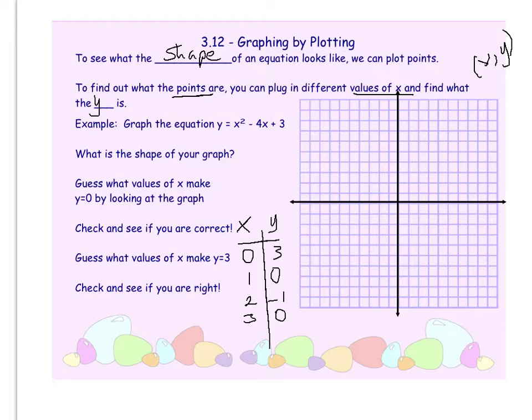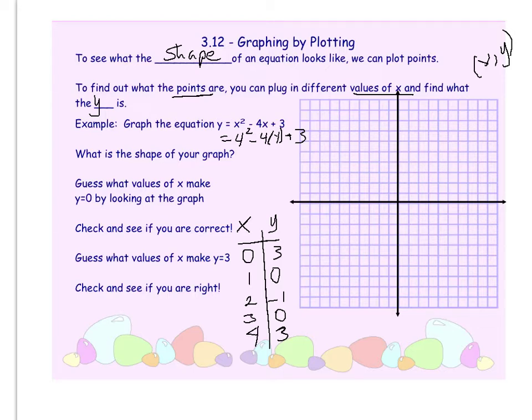Okay, so we're back to increasing again. How about, let's do 4. So y equals 4 squared minus 4 times 4 plus 3. Well, 4 squared is 16, minus 16 plus 3 is going to be 3. So we're kind of back to where we started from.